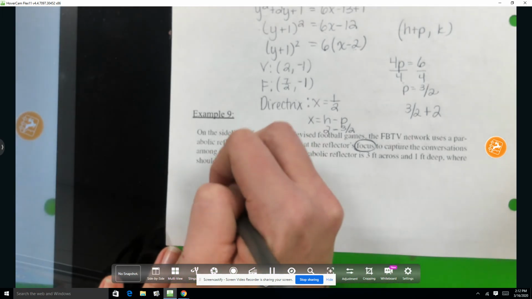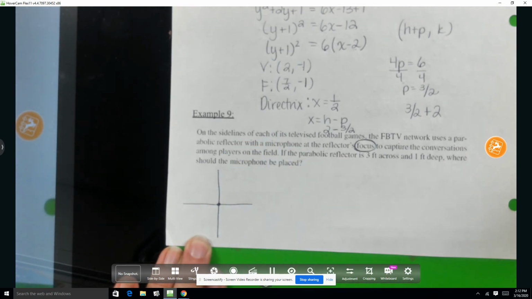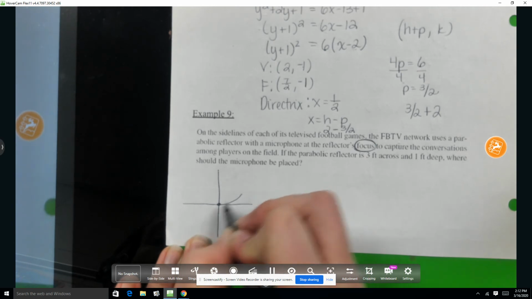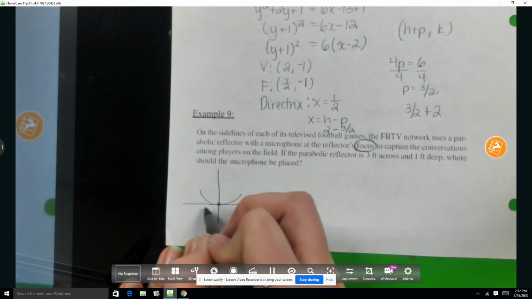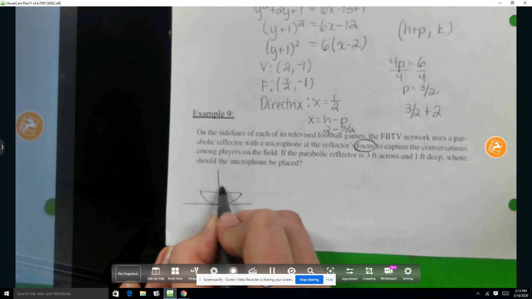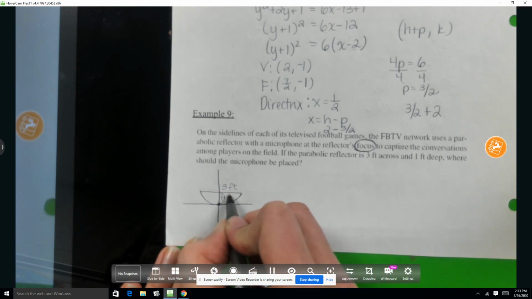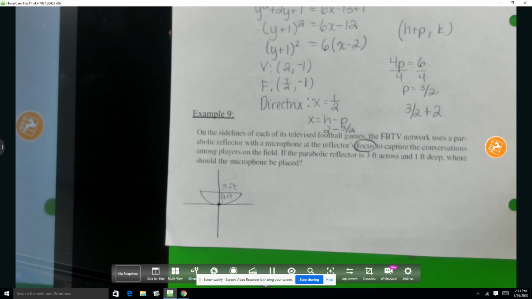So we know that it tells us it's 3 feet across. So picture this is a parabola with a vertex at 0, 0. Okay, so my parabolic reflector is going to look something like this. I know from end to end, it has to be 3 feet. And then it tells me it's 1 foot deep. So from here to here is 1 foot. So I need to figure out what P is going to be, because P is going to help me figure out where I should place my microphone.